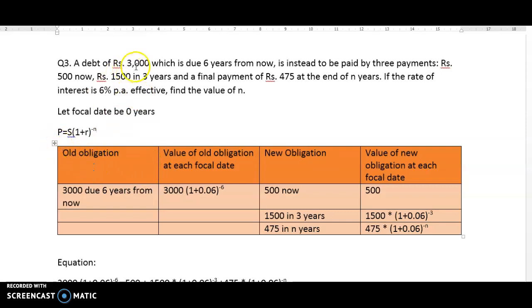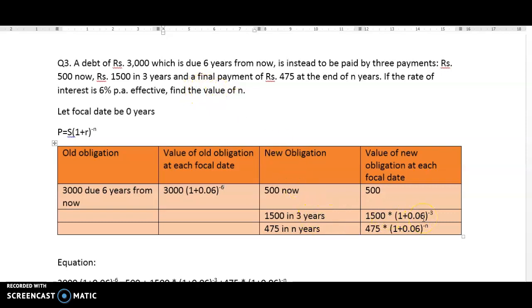So the old obligation in this case is 3,000 which is due 6 years from now. So you have to calculate the value for the present date. So this is 6% minus 6 because this is 6 years. Then the new obligation, first payment is 500 now. So it is already now, so we don't have to change this value. This value is already at the current date. So this is the same. Next, 1500 in 3 years.